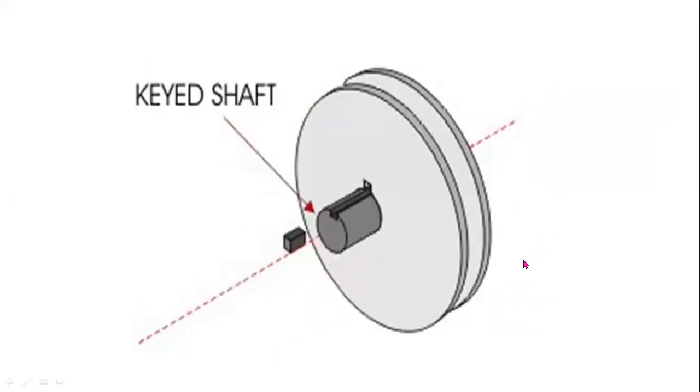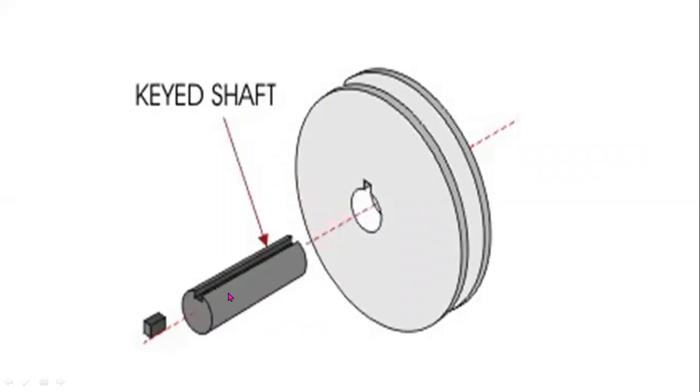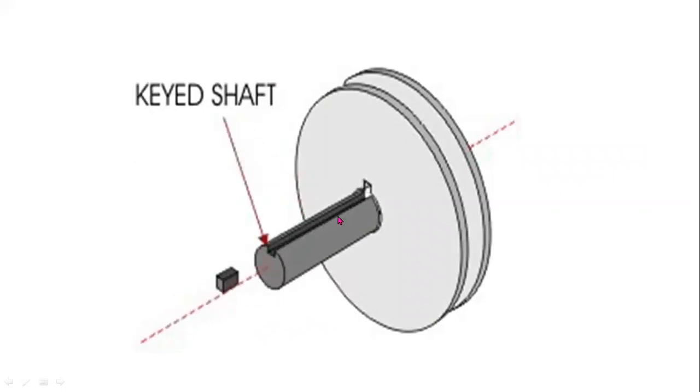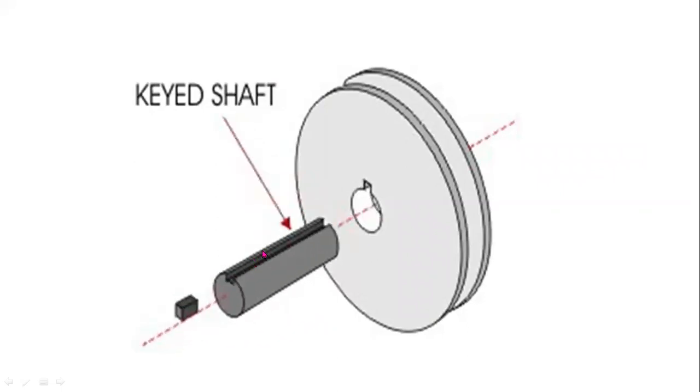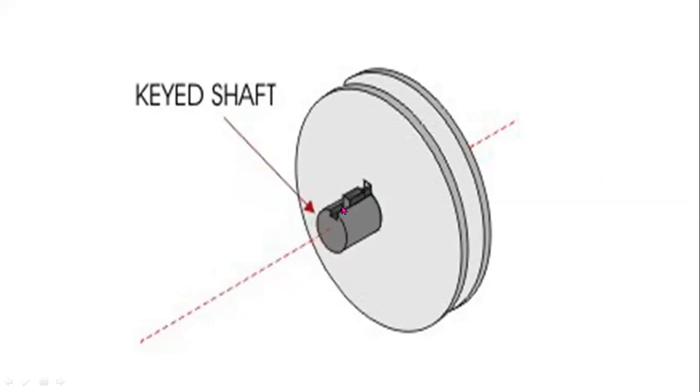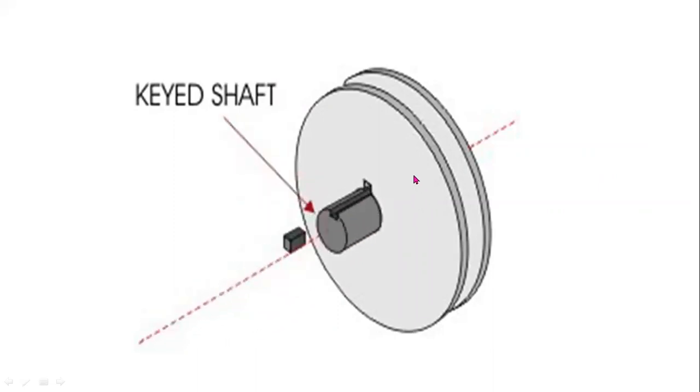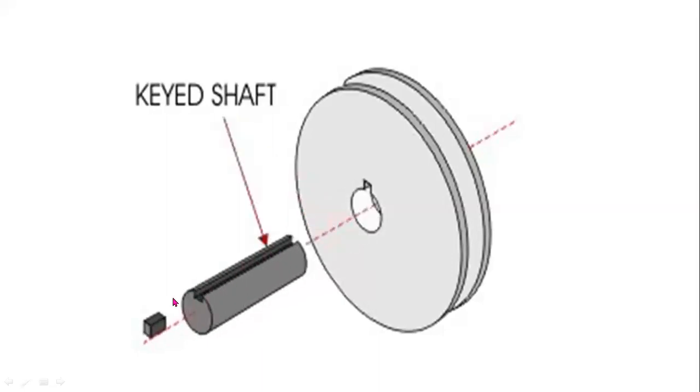So this is the animated view. Here you can observe this one is the shaft. This is the axis of the shaft. Now here you can observe this is a keyway. This is a key. A key is a small mild steel piece inserted between the shaft and hub. A key is a temporary fastener.